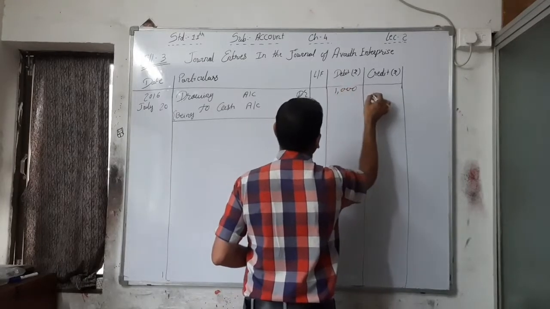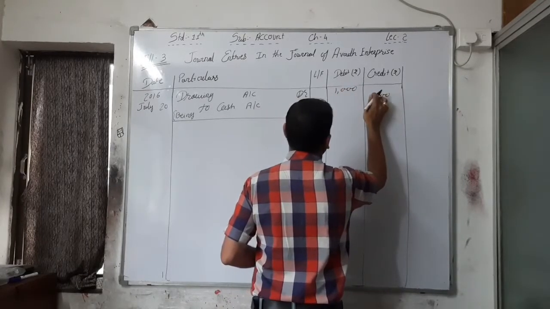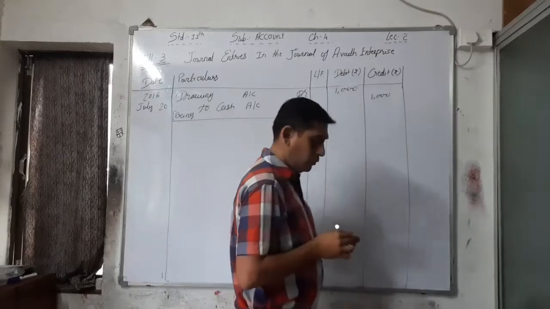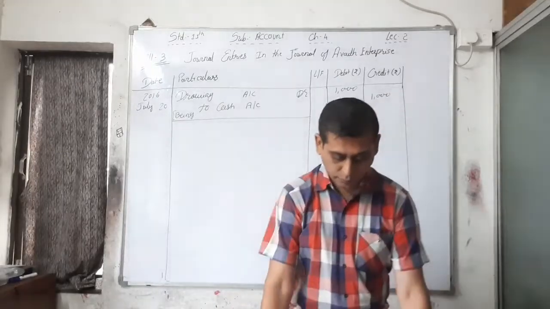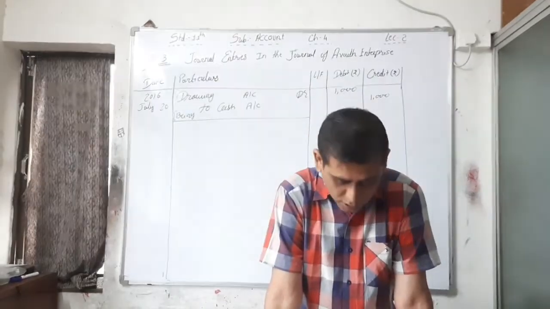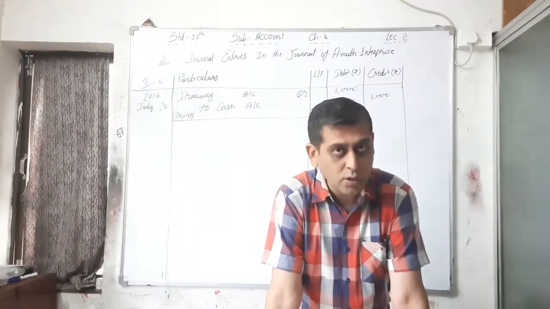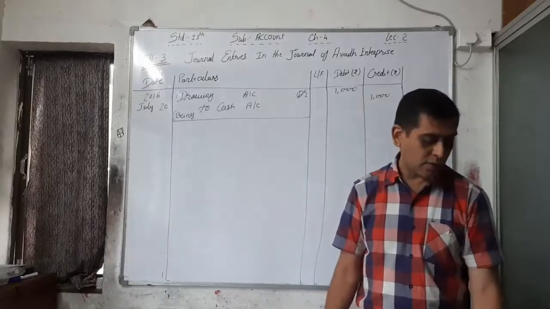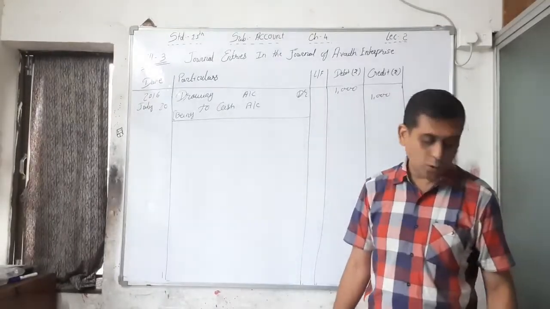One thousand rupees, 1000 taken from the business for their personal use. That is the narration: being 1000 withdrawn from the business. That is your narration. Okay.